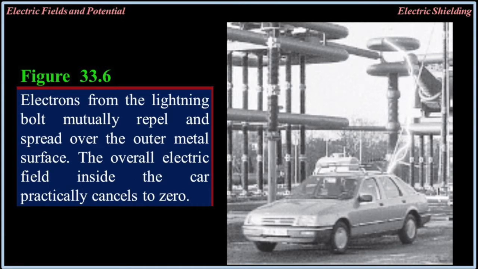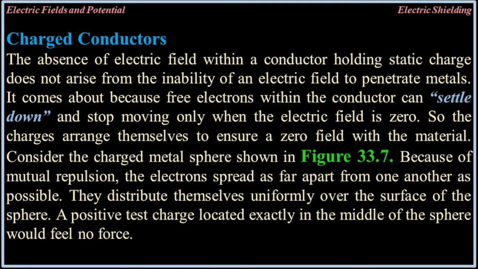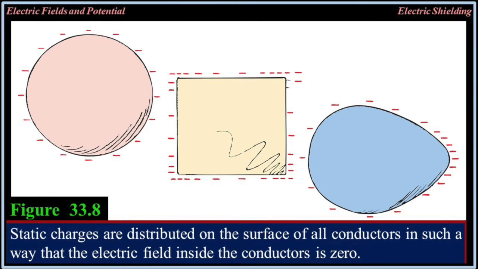Figure 33.6. Electrons from a lightning bolt mutually repel and spread over the outer metal surface. The overall electric field inside the car practically cancels to zero. Charged conductors. The absence of electric field within a conductor holding static charge does not arise from the inability of an electric field to penetrate metals.